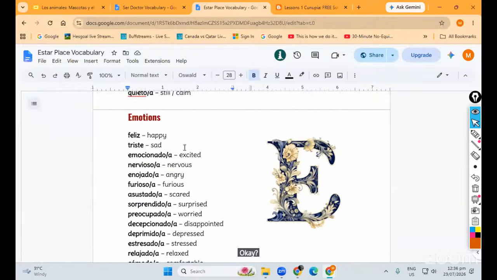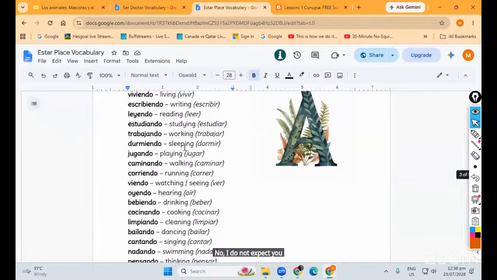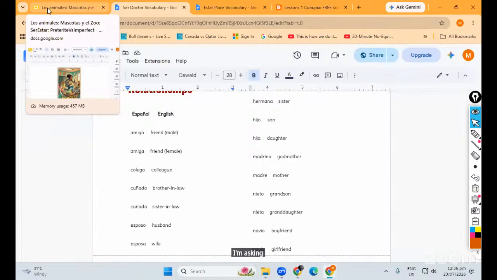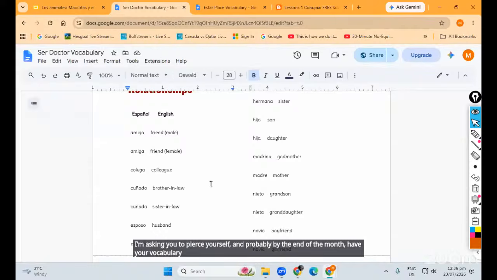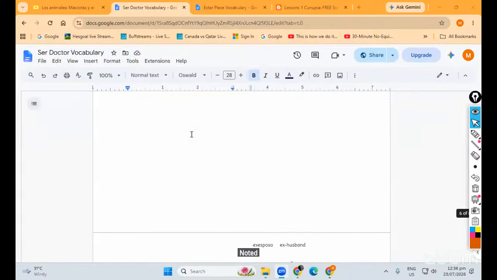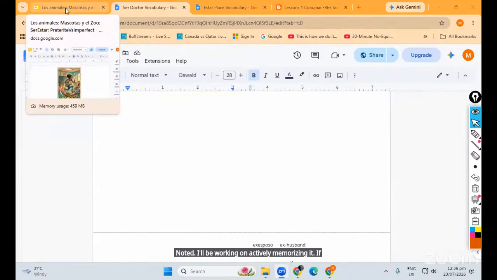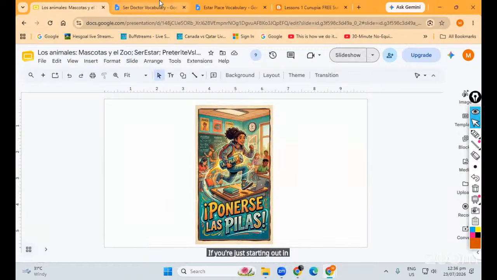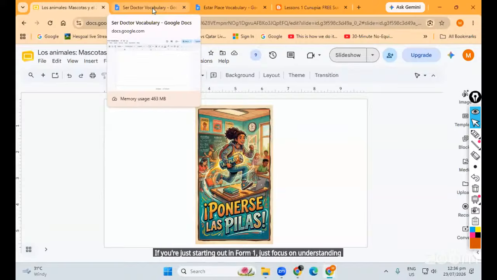Now, I am not asking you to write all of this down by next week. I'm asking you to pace yourself and probably by the end of the month, have the vocabulary. Especially if you're in a Form 3 class, by the end of the month, have it noted and be working on actively memorizing it. If you're in a Form 2 class, if you're an advanced student, a strong student, you're serious about Spanish, you know you want to do it for Form 4 and 5, same thing. If you're just starting out in Form 1, just focus on understanding the concept, and maybe you could pick 10 words from each page to learn, right?